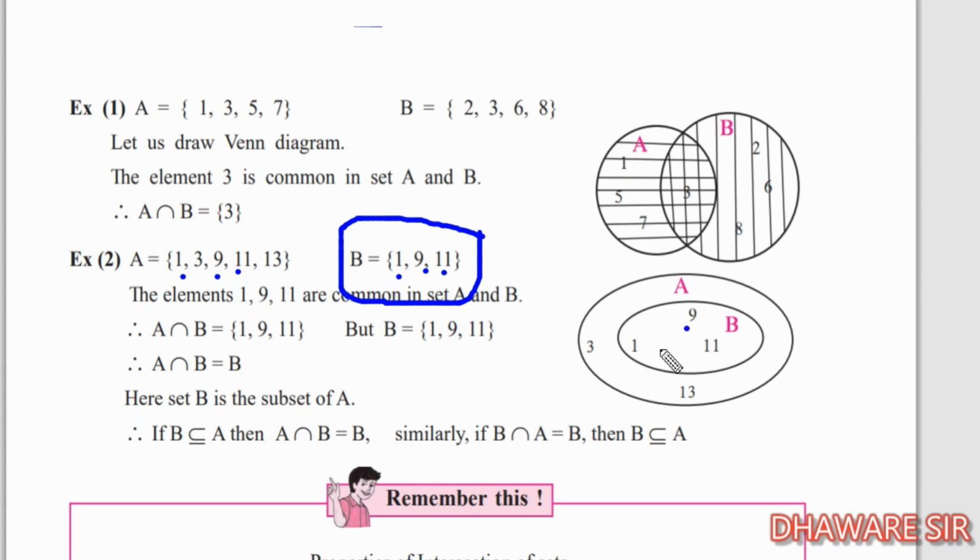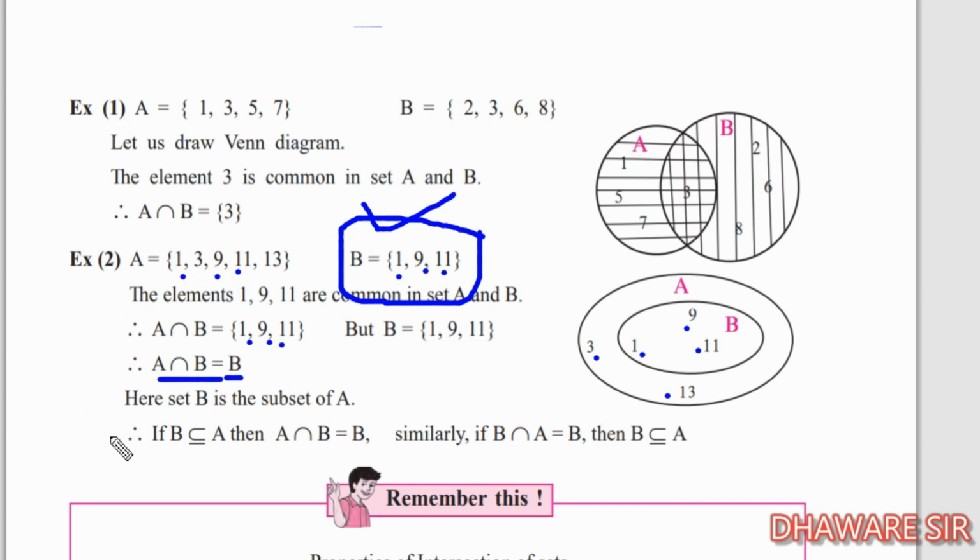So this is the 9, 1 and 11 in the first circle. And what is the second circle? A having 3 and 13, which is the remainder in set A. We can write A intersection B is equal to 1, 9, 11. But what we can say is that 1, 9 and 11 is the set B. So A intersection B is equal to B.